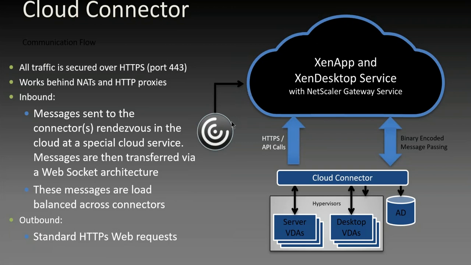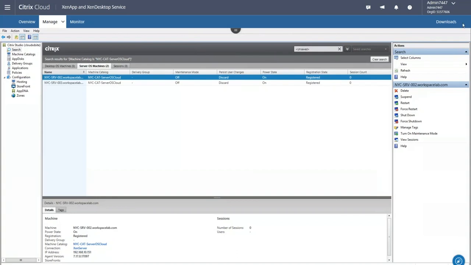Any inbound messages are sent to the connector rendezvous in the cloud at a special cloud service. Messages are then transferred via WebSocket architecture to the connectors on the system. And these will be load balanced across multiple connectors. Outgoing connection goes over a secure HTTPS web request on the environment. So easy to configure because there's not much you really have to configure. You then go in and you can choose how you want your deployment to be configured.